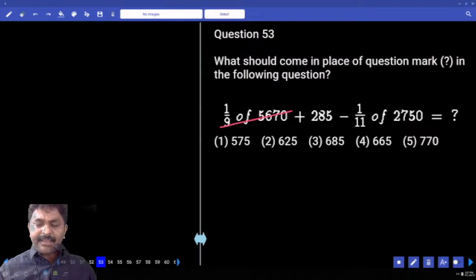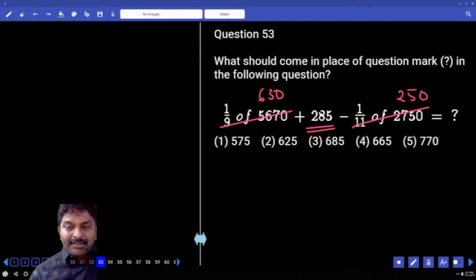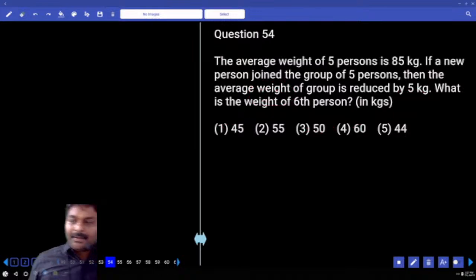కమాన్. 9 6 times 3 times 0 11. 250 plus 285 minus 250, 35 added to this fellow. Fourth option. Right.